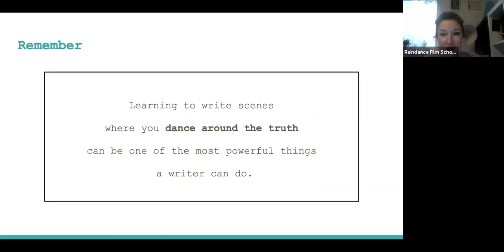Yeah, learning to write scenes where you dance around the truth can be one of the most powerful things a writer can do. And this is, I think, really one of the most important things when it comes to writing compelling dialogue, because this is what makes it so natural and so human as well.